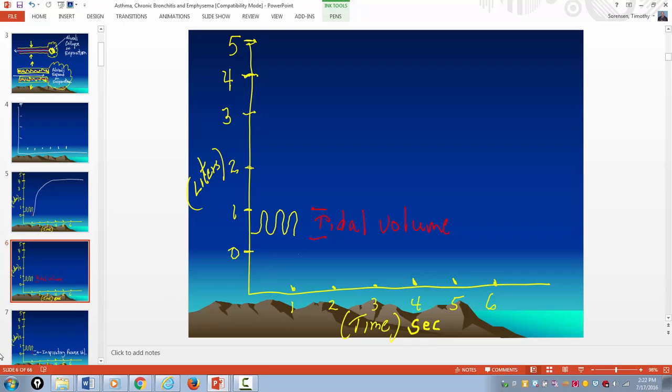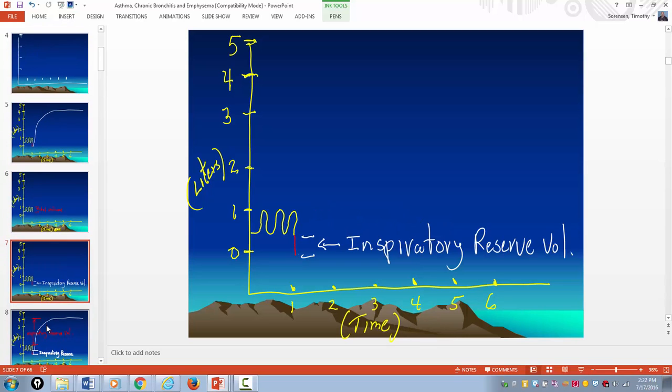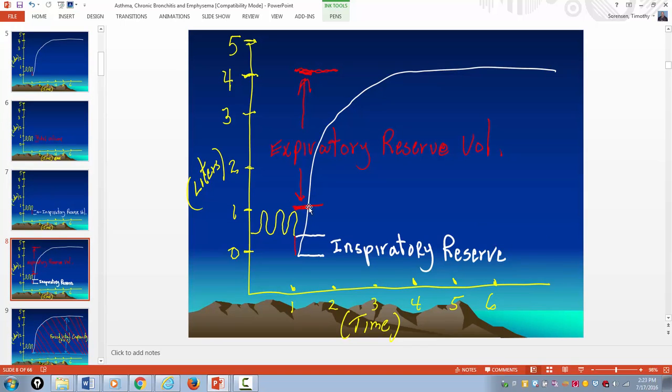Then they're going to ask you, after you take a normal inhalation, to take as big a breath as you can in. That volume of air that you can take in beyond the normal inspiration is called your inspiratory reserve volume. Then they tell you to blow that air out. The amount of air that you can blow out beyond a normal expiration, starting at the normal expiration for a tidal volume, is called your expiratory reserve volume. And as you can see here, expiratory reserve volume is much greater than inspiratory reserve volume.